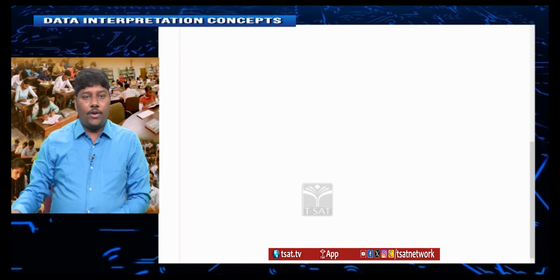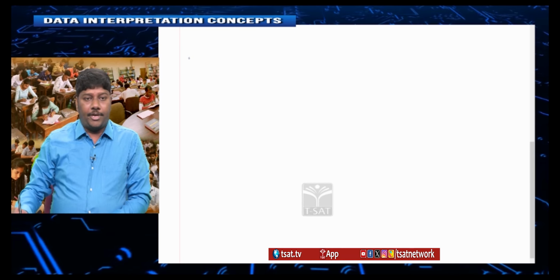So we'll start with this: data interpretation is all about the combination of averages and percentages and somewhat ratio and proportions. How you use averages, percentages, and ratio and proportions in data interpretation, we are going to look at now. First, the concepts of averages in data interpretation.